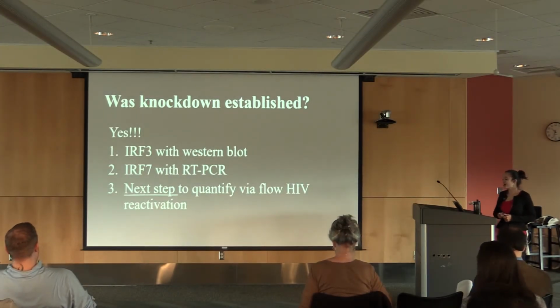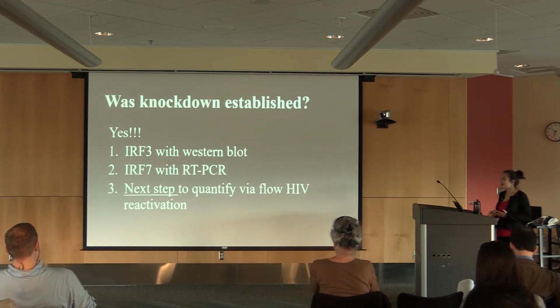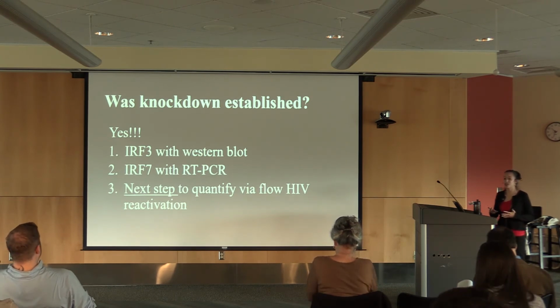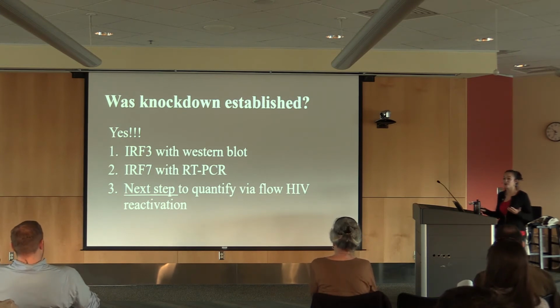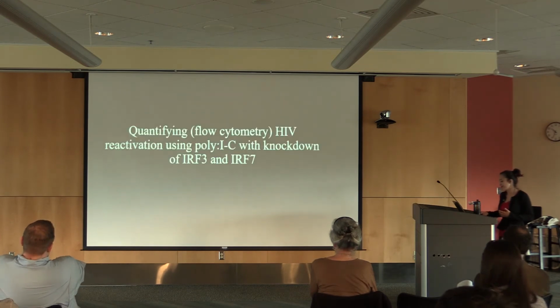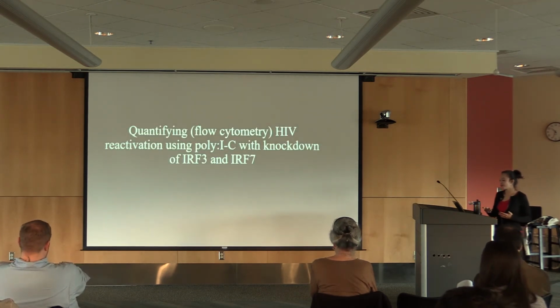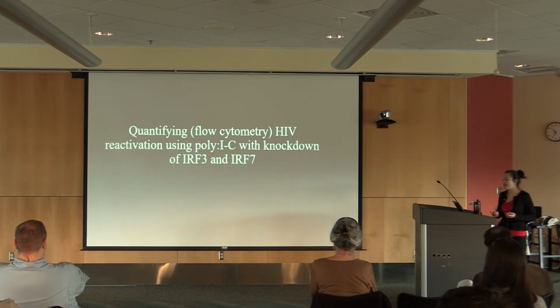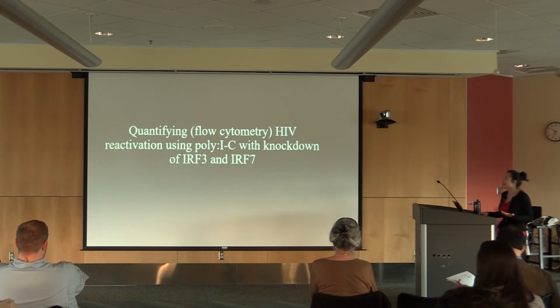All right, so was knockdown established? Yes, IRF3 with the Western blot, IRF7 with the RT-PCR. And so the next step is to quantify by flow cytometry whether HIV reactivation is happening or not when I deplete these two transcription factors. So again, we're quantifying using flow cytometry HIV reactivation with poly-IC treatment when IRF3 and IRF7 are knocked down in these cells.